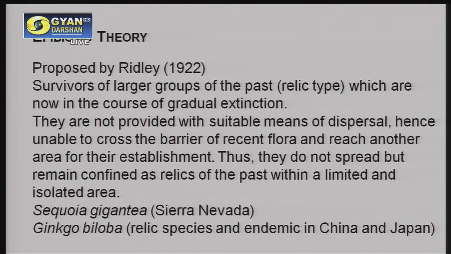So that is actually explained in the epibiotic theory of endemism. They remain confined as the relics of the past within a limited and isolated area, like Sequoia gigantea, which is found in Sierra Nevada, and Ginkgo biloba, as I already told, which is endemic in China and Japan. So it could not migrate, it could not spread.